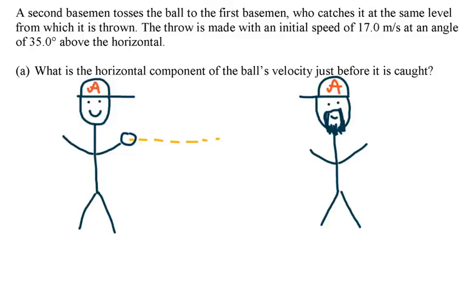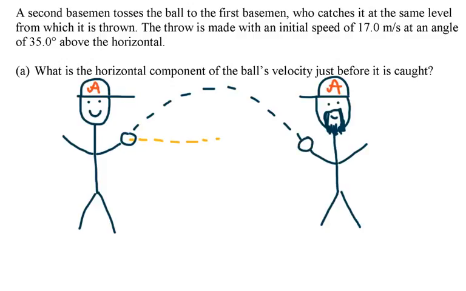And now I just want to go ahead and draw the trajectory of the ball on this picture. So we know that the ball is going to make a parabolic shape. Okay, so it's going to look like an upside down parabola. So it's going to follow this path, generally. And then the first baseman is going to catch the ball.